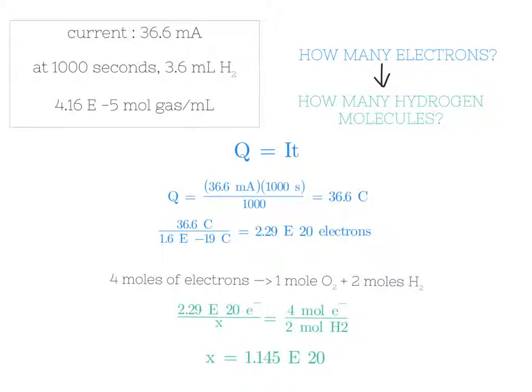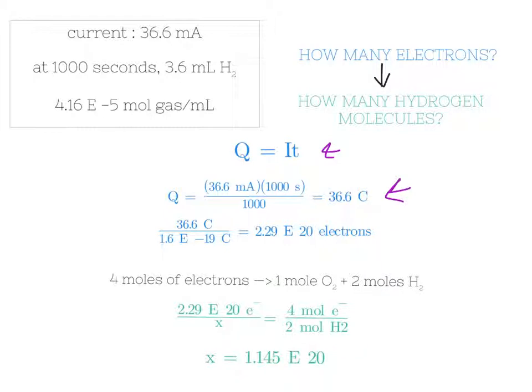However, in order to do this, we first have to figure out how many electrons are flowing at this moment. So we're going to use the definition that says charge is equal to current times time, and we're just going to plug in what we know. We know that our current is 36.6 milliamps, our time is 1,000 seconds, and we have to convert milliamps to amps, so we divide by 1,000, and we get 36.6 coulombs.